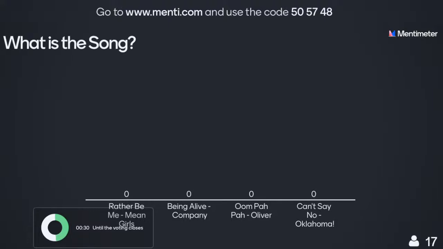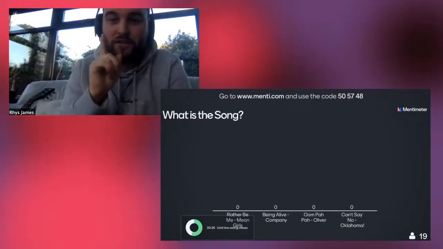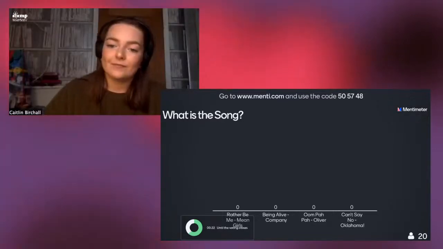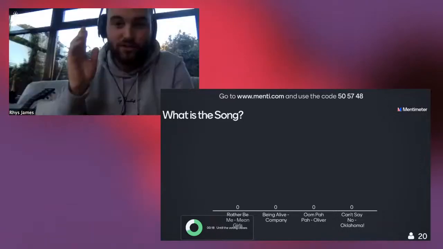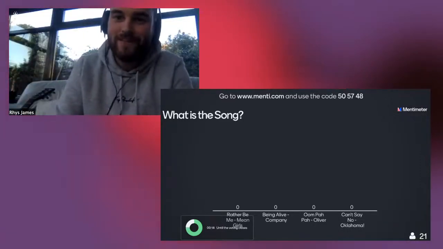Ooh, what's it gonna be? This is a curveball, this one. It's quite a tricky one, because it's not from the original cast album. I've taken it from a more recent cast album, but it is very correct, producer Maya, who's just guessed that one there. Yes, you've got that correct. Let's hear it on Mutt's side.